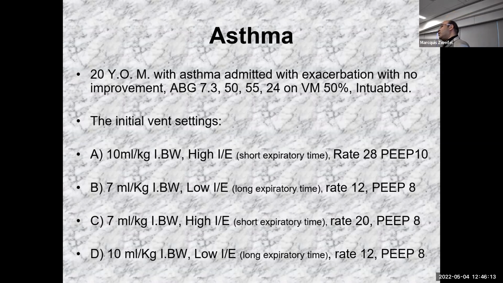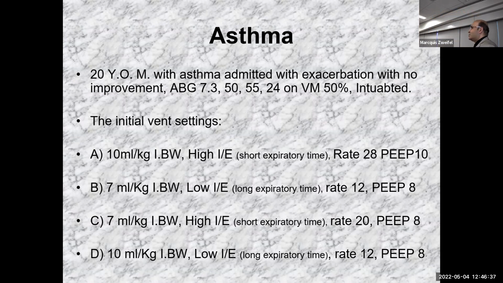Normal I to E ratio in the ventilator is 1 to 2 or 1 to 3. So inspiration is 1, expiration is 2 or 3. You may need to use 1 to 4, 1 to 5. This will help the asthma and COPD patients to exhale the small tidal volume. Even with the small tidal volume you're giving them, if they are very tight, they may have difficulty exhaling that. Do you prefer slow rate or fast rate?